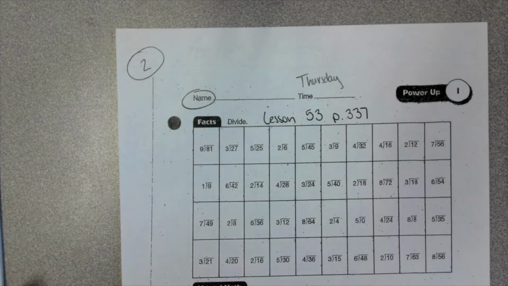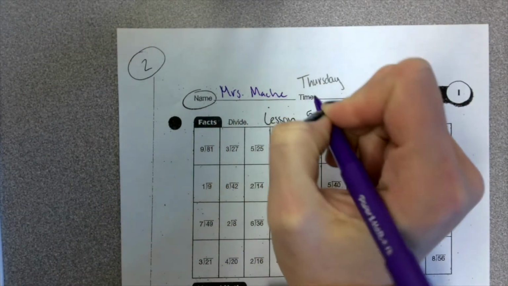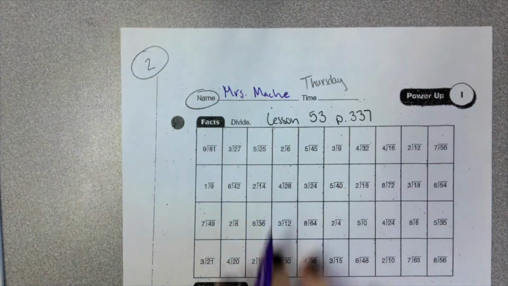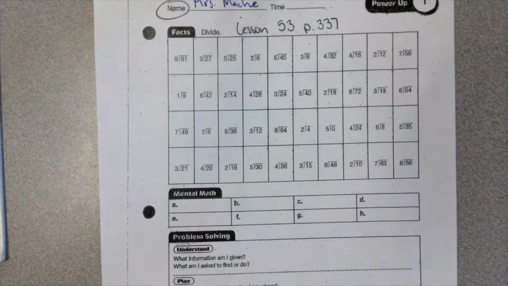3. It starts on page 337. Make sure you got your name at the top. Go ahead, complete your power-up, your problems at the bottom, and then when you're done, press play so we can correct it together.